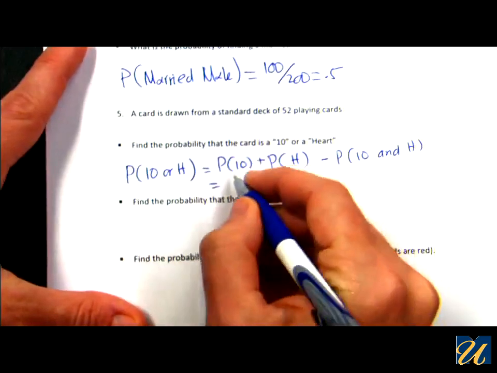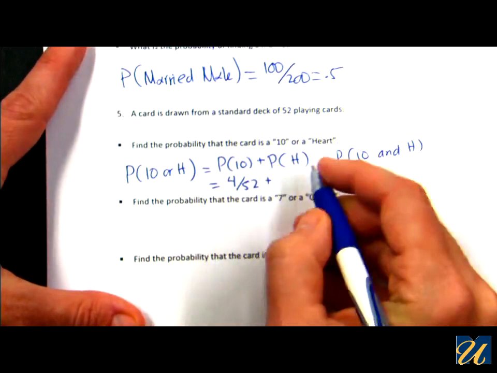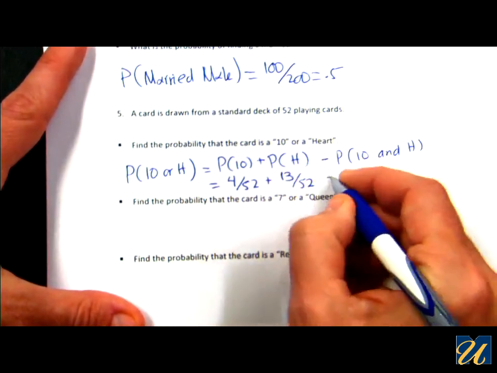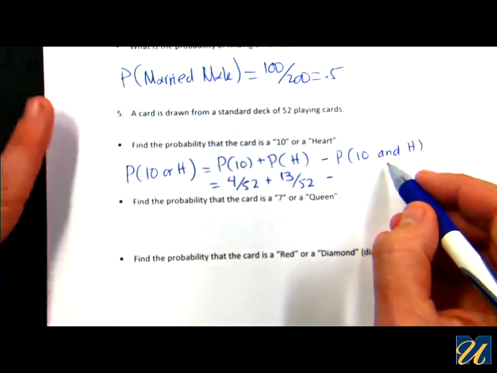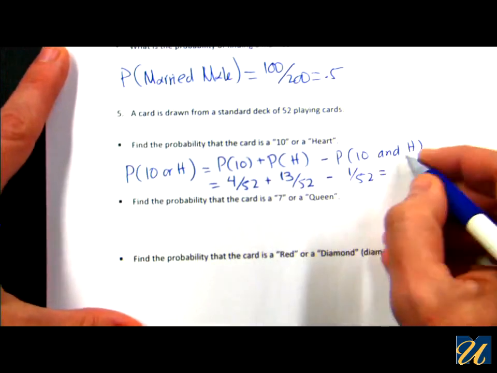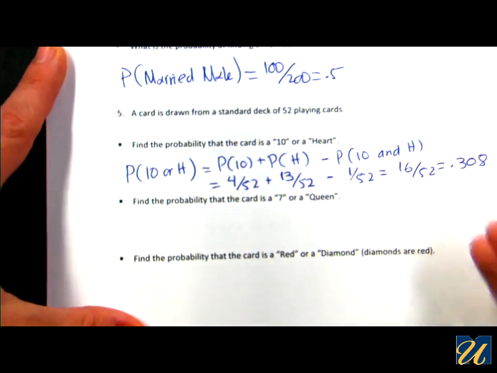The probability of selecting a 10 is 4 out of the possible 52 cards. A heart is 13. We have 13 hearts in a deck of cards. And how many cards have both characteristics? This would be only 1. So the probability will be 16 out of 52, 0.308.